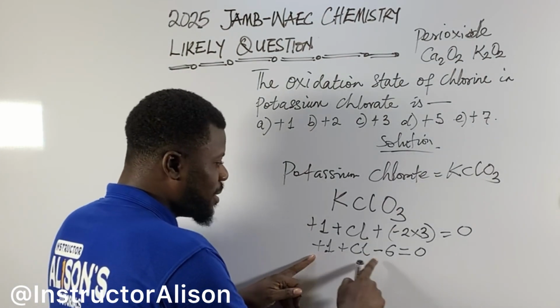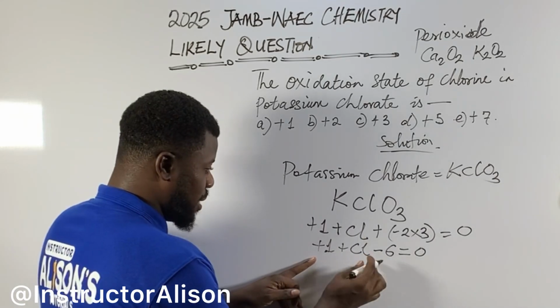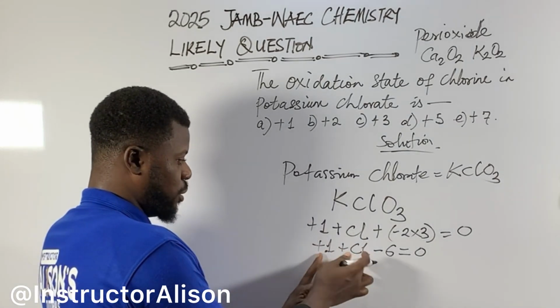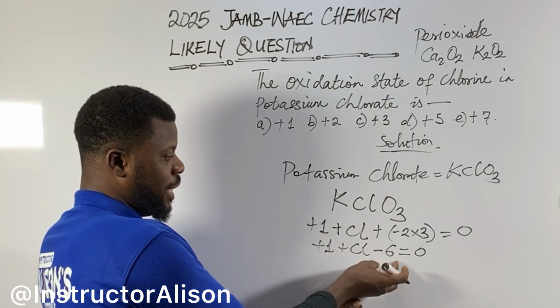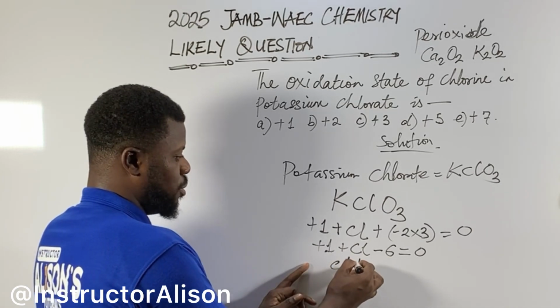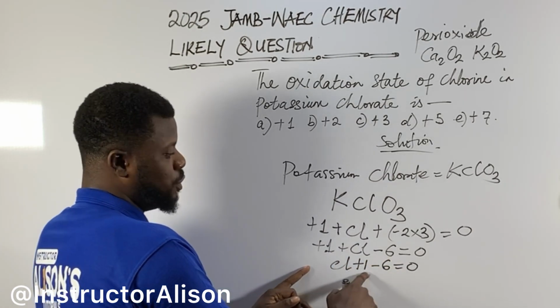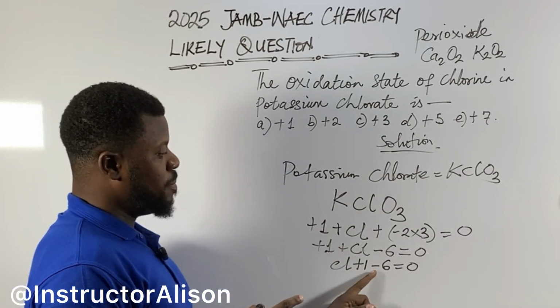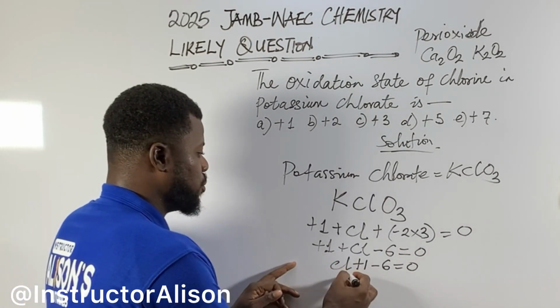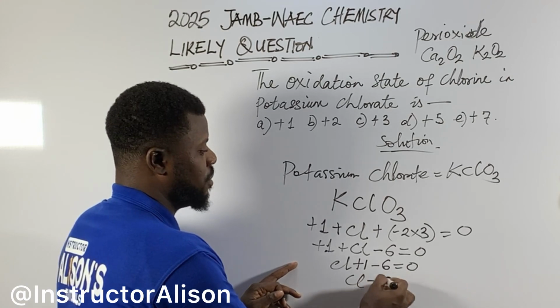So +1 minus 6. If you want to arrange it, you can write this one first or switch the two of them. Cl plus 1 minus 6 equal to 0. So 1 minus 6 will give you minus 5. So Cl minus 5 equal to 0.